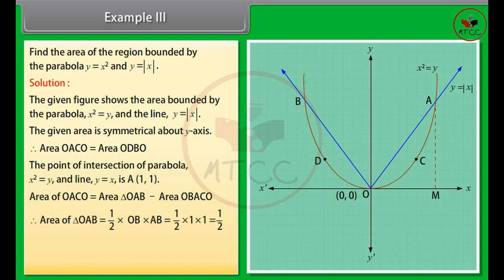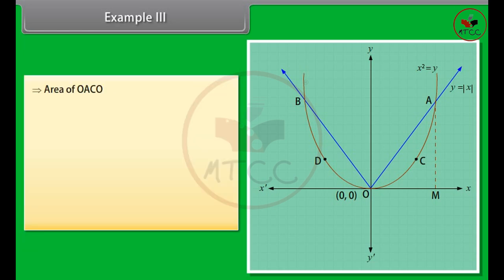Therefore, area of triangle OAB equals 1/2 × OB × AB, which equals 1/2 × 1 × 1, which equals 1/2. Area of OBACO is equal to the integral from 0 to 1 of y with respect to x, which is the integral from 0 to 1 of x² with respect to x. By solving, we get area of OBACO is equal to 1/3.